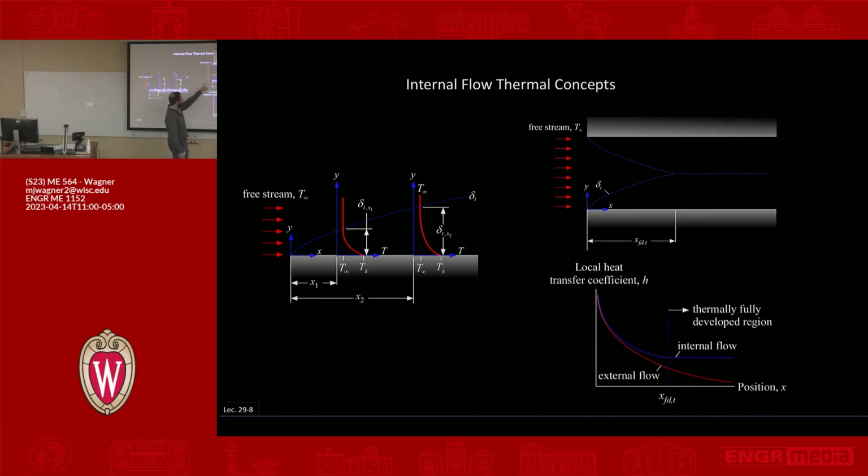We have growth of thermal boundary layers. Those thermal boundary layers can meet at some point. The important thing to point out, though, is that the thermal boundary layer and momentum boundary layer can obviously meet at different points. So you could have fully developed momentum boundary layers, but not yet have fully developed thermal ones, and vice versa.